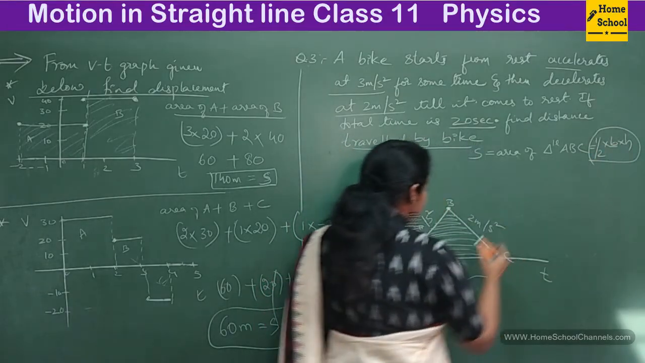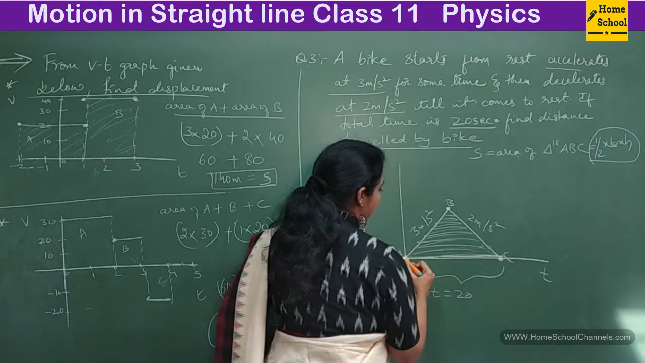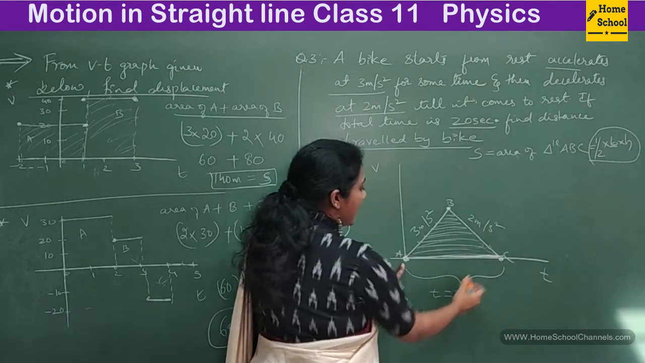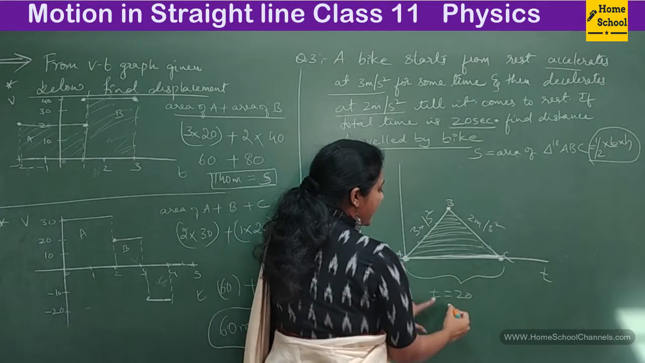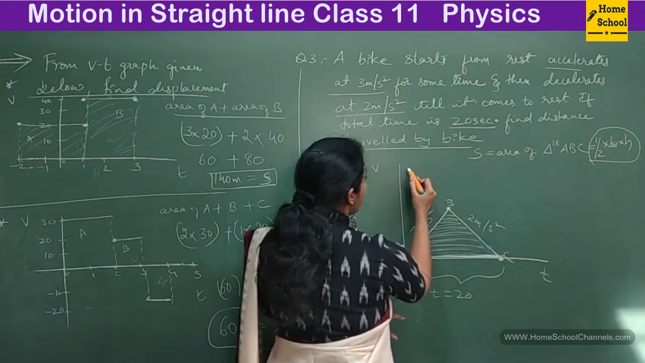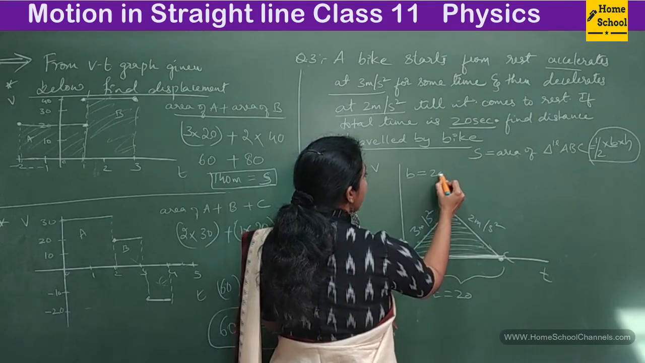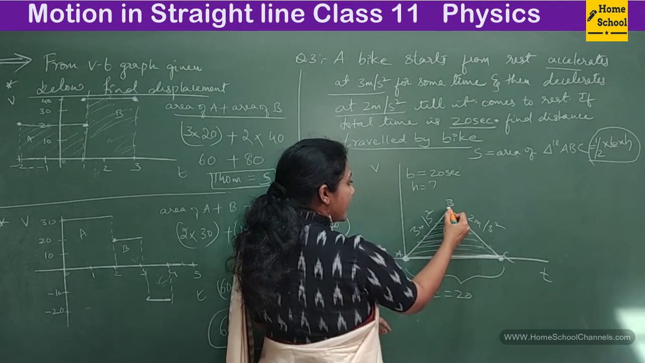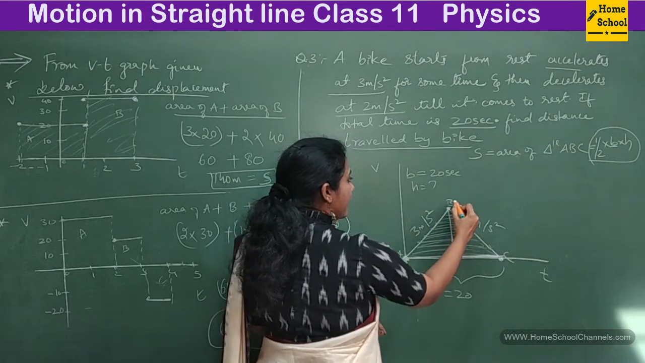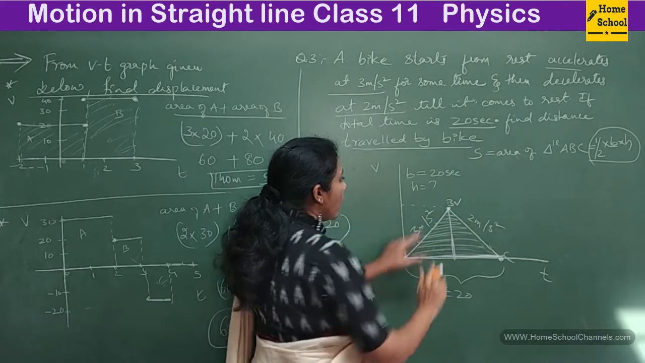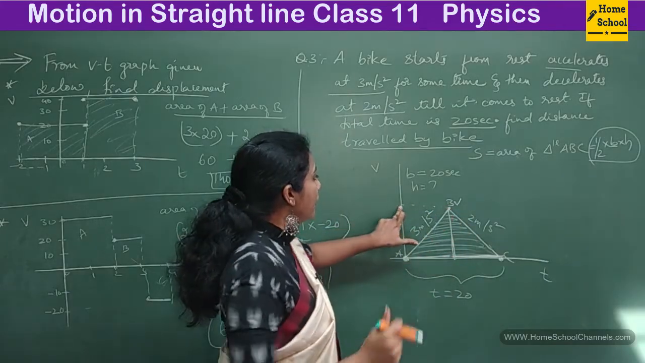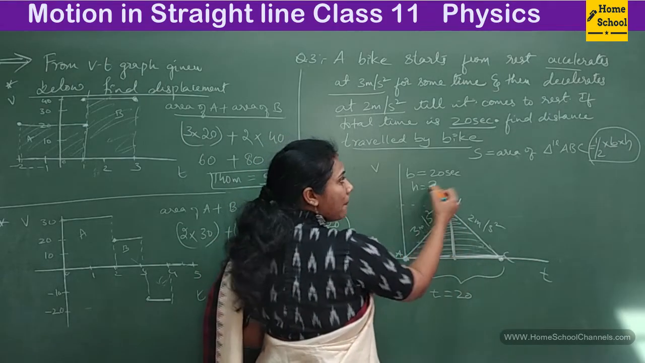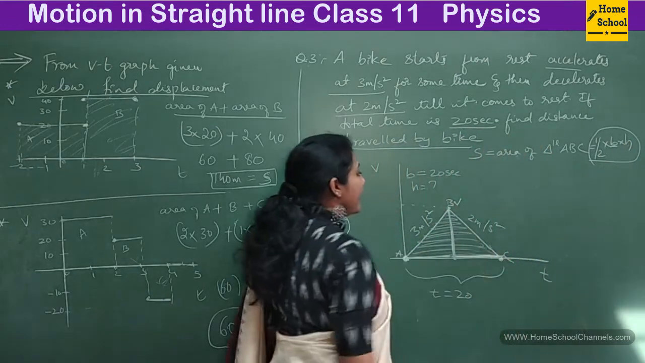Half into base. Base is what? Base is this distance. This you know, time gap. X-axis is time. Time gap is how much, moving from A to C? It is 20 seconds. So here base value you know, that is 20 seconds. And what you have to find is height, we don't know. Height is what? This is your height, right? So this is the velocity. We don't know. If you can know this velocity value, you can just substitute in the place of h and you can calculate the area.